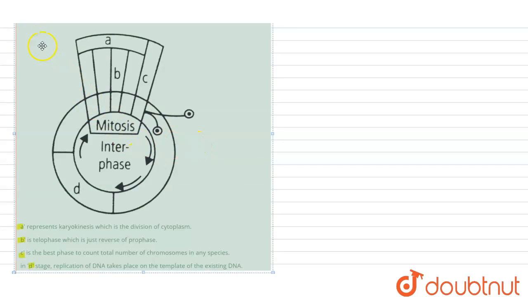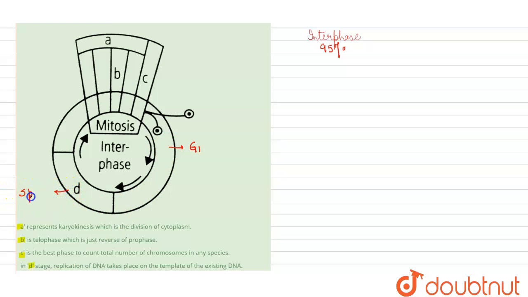So let's first understand the diagram. In this case, let's mark it down here itself. This is a schematic representation of the cell cycle in which we know that 95% of the time will be taken up by the interphase stage. Now, this interphase stage will take up 95% of the time of the cell cycle. So, this part of it is the G1 stage, whereas this is the S phase of the interphase, whereas this one is the G2 phase or the gap 2 phase, followed by the M phase here.